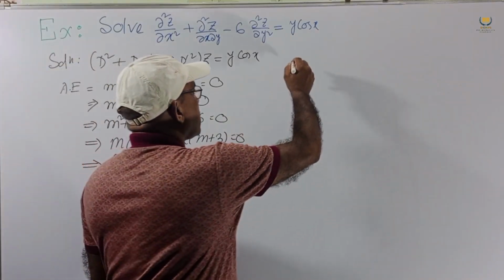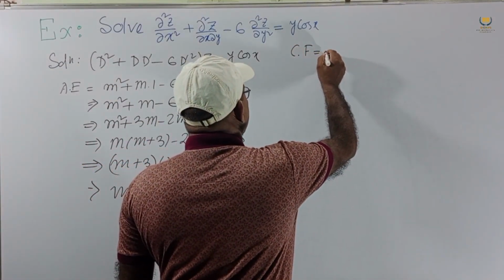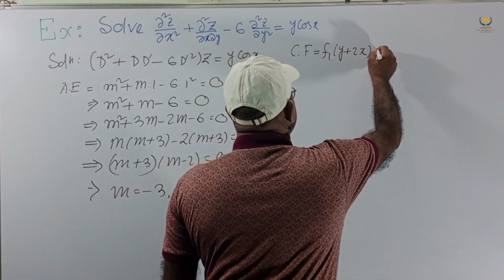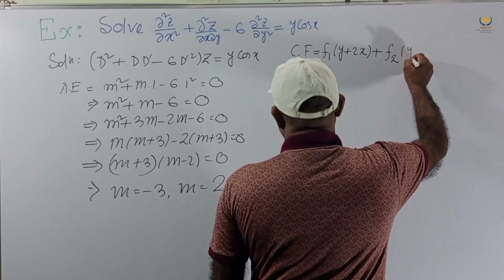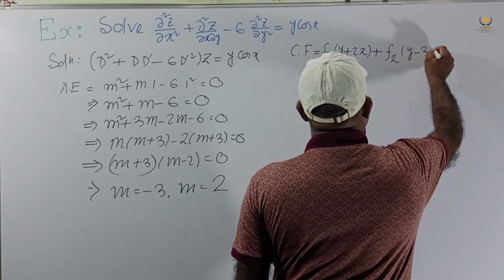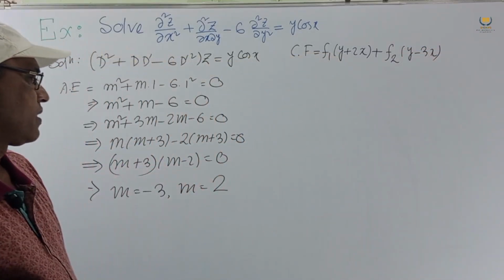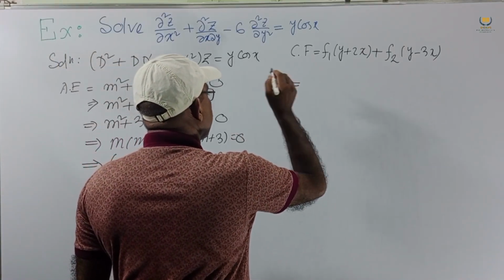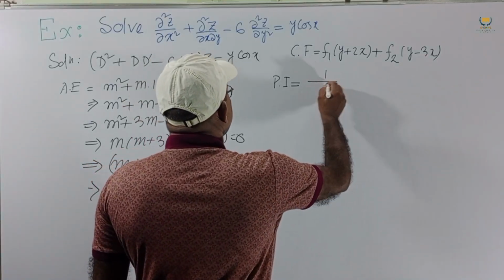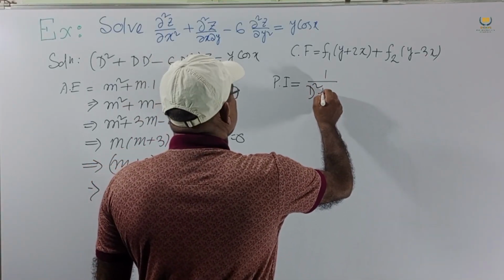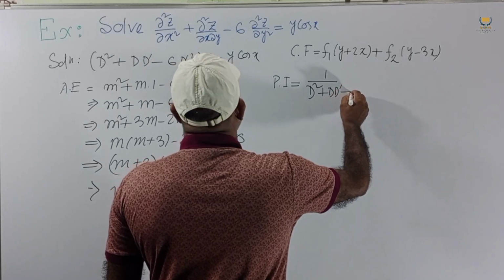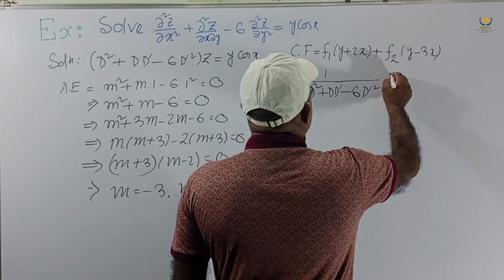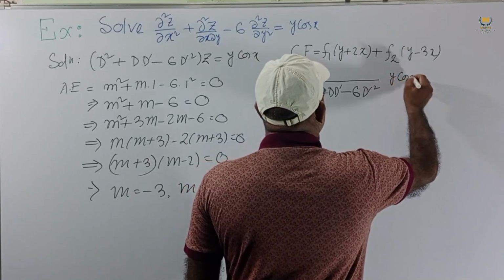Therefore, complementary function equals f1(y + 2x) + f2(y - 3x). We get this is the complementary function. Now the particular integral: this is 1 by (D² D' - 6D'²) y cos x.